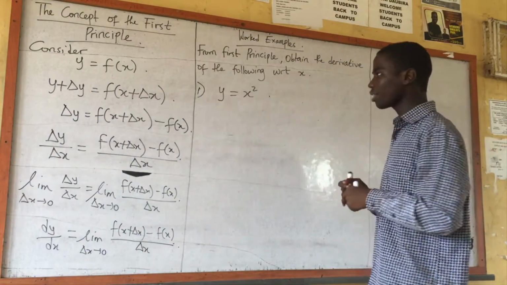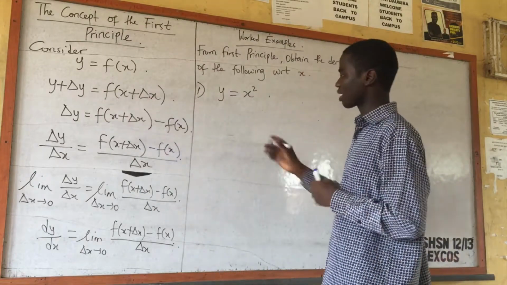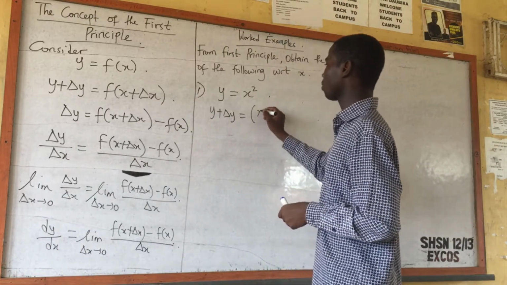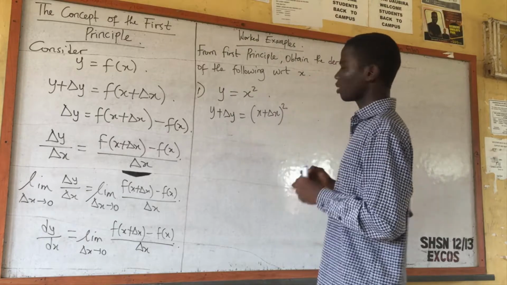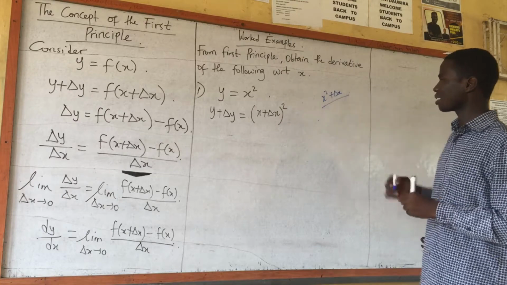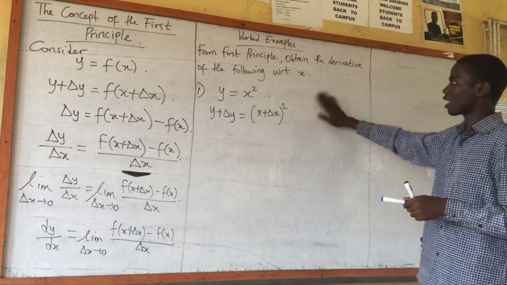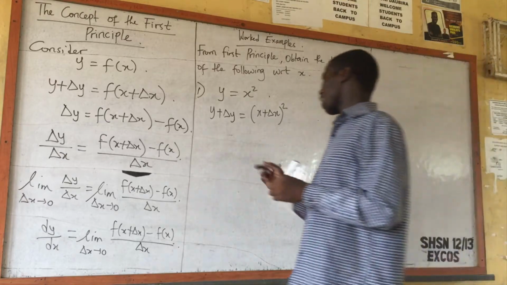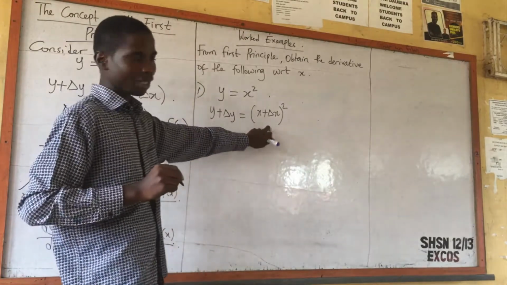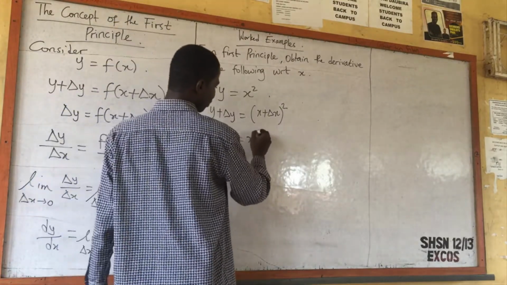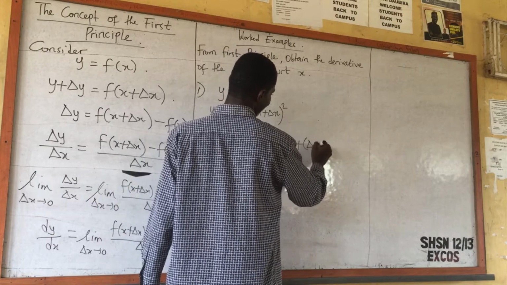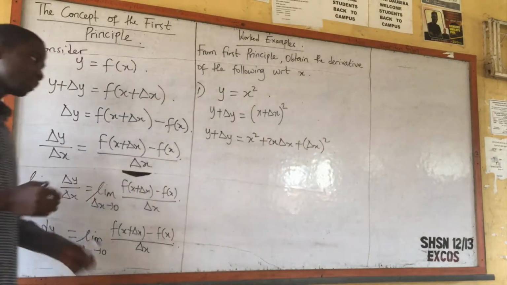From what we are given here, number 1 is add an increment to both sides. So we have y plus delta y is equal to s plus delta s, all squared. Mind you, you don't write s squared plus delta s. That is not correct. So now expand this: y plus delta y is equal to s squared plus 2s delta s plus delta s all squared.